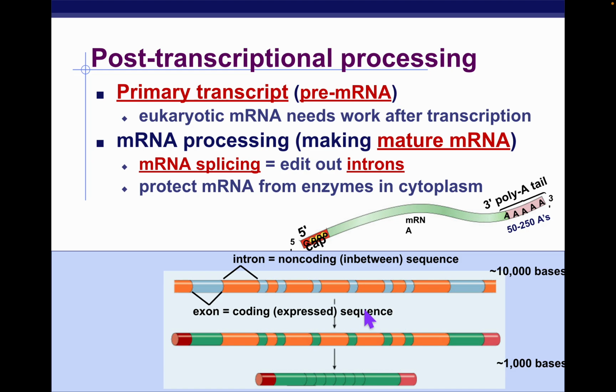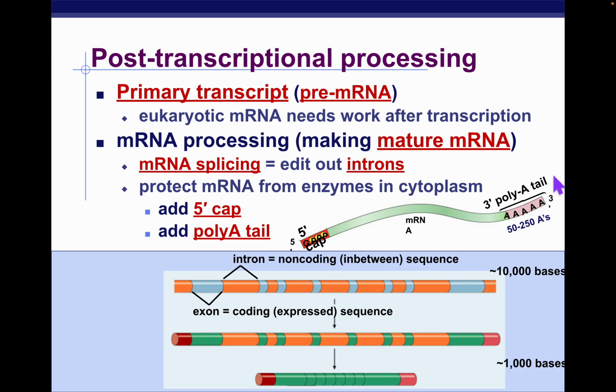We also need to protect the mRNA from the enzymes in the cytoplasm, because the second this guy goes out of the nucleus, it's going to be attacked by enzymes and lysosomes. So the first thing we do is we add what's called a 5' cap on the 5' end. We add a cap. And then we add what's called a poly-A tail.